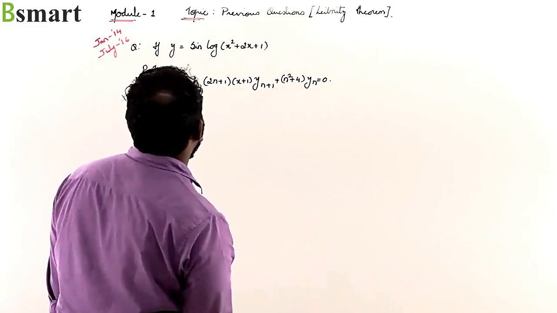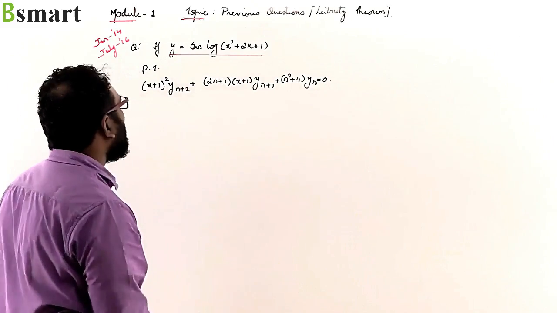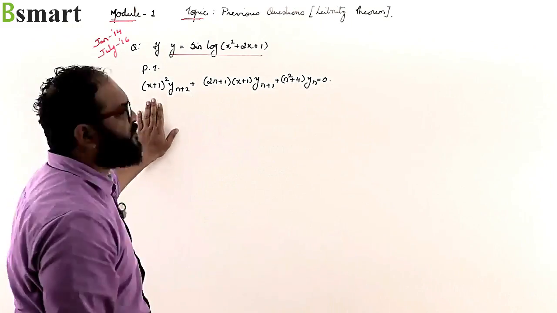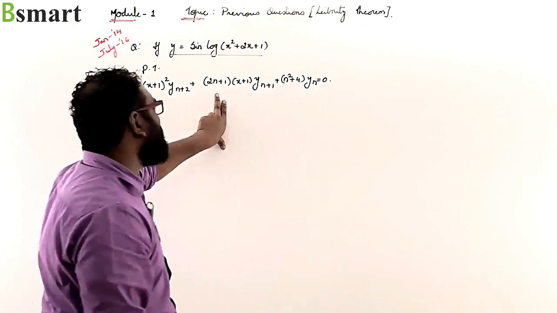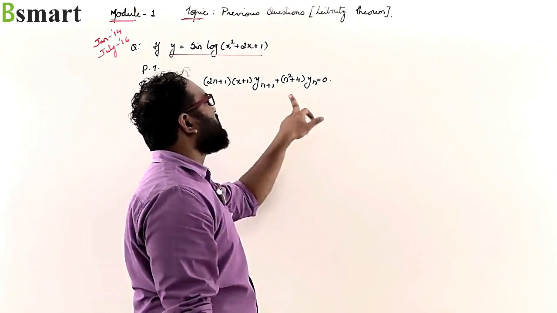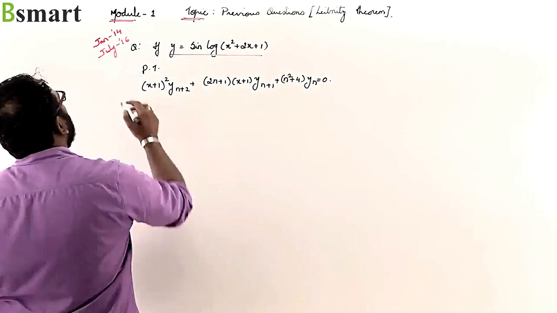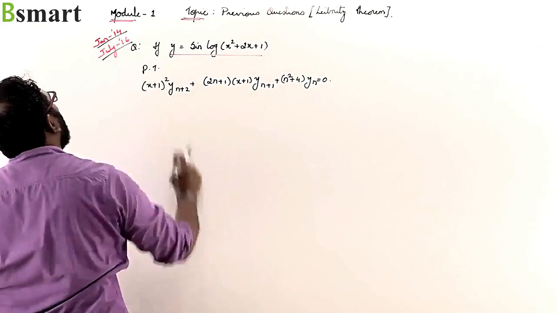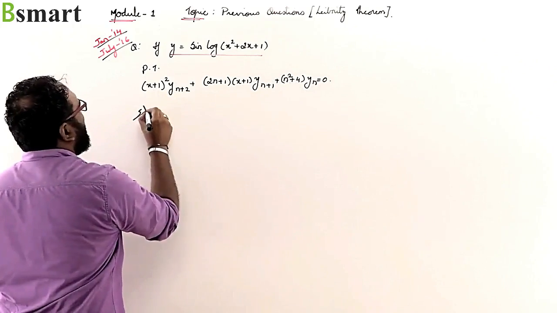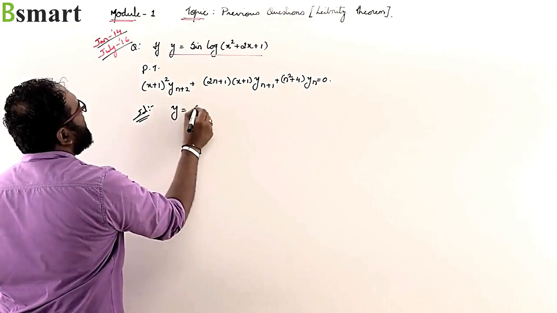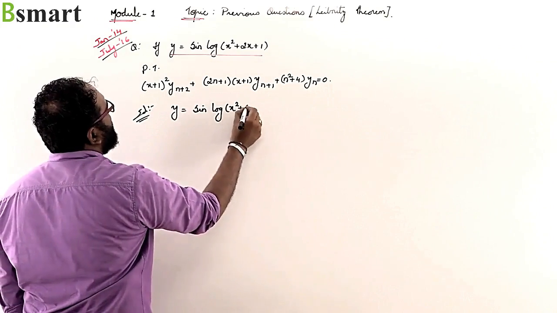Given y is equal to sine of log of x square plus 2x plus 1, he is asking us to prove that x plus 1 whole square into yn plus 2, plus 2n plus 1 into x plus 1 into yn plus 1, plus n square plus 4 into yn is equal to 0. This question was asked in January 2014 and July 2016. So given the value of y is equal to how much? That is sine of log of x square plus 2x plus 1.